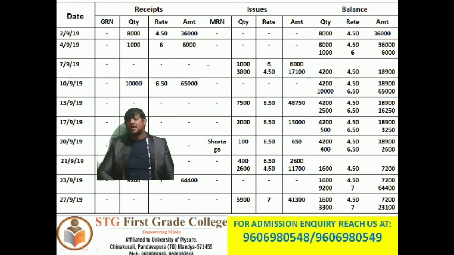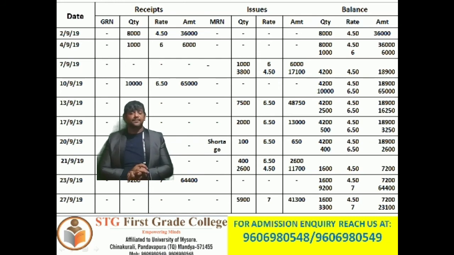So balance column, quantity 1,600: the upper balance remains the same, 1,600 units at rupees 4.50 per unit, 7,200 rupees. And out of 9,200 units, I have issued 5,900 units. So the balance is 3,300 units, that is 9,200 minus 5,900, at rupees 7 each. So the amount comes to 23,100. So this is the solution for illustration number 8.